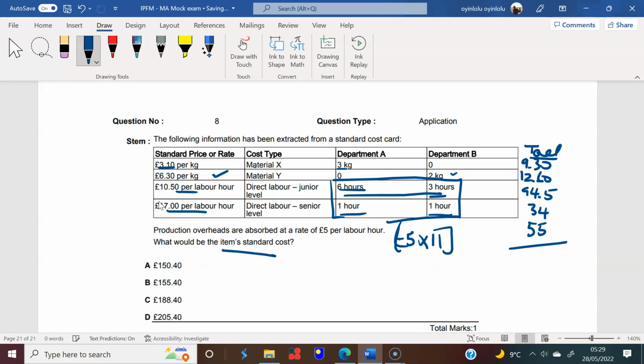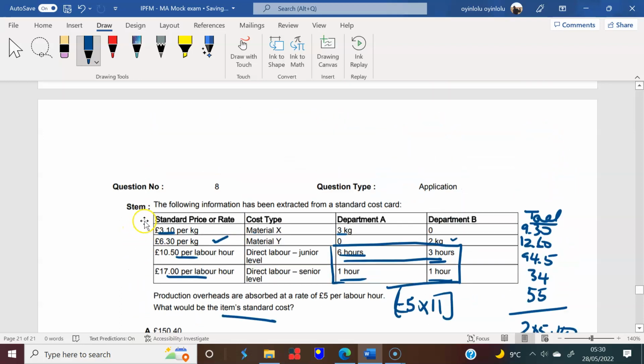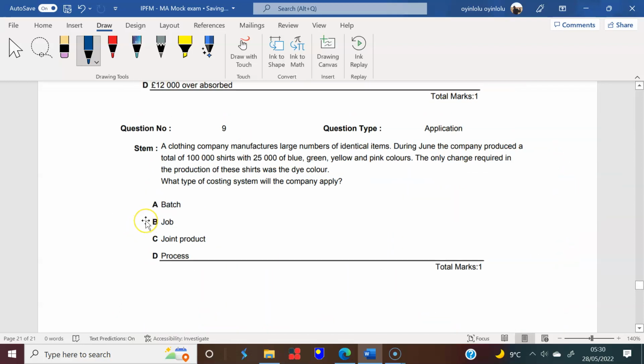And you have a total. So let's look at that. What is that total? £9.30 plus £12.60 plus 94.5 plus 34 plus 55. That brings you to £205.40. And that's question 8. Let's look at question 9.